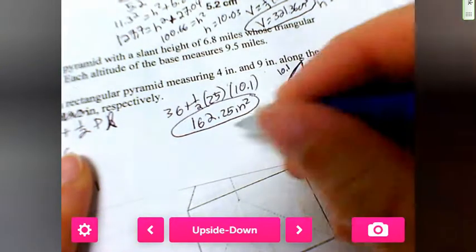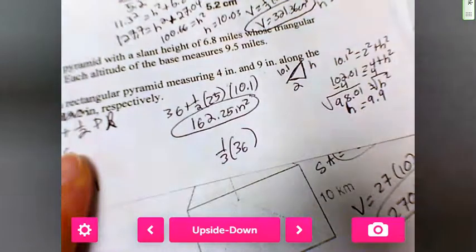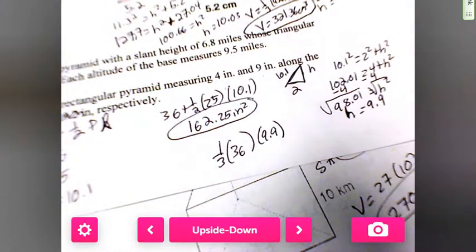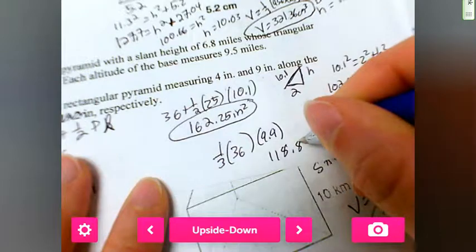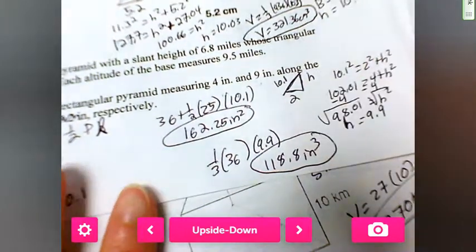Then I'm going to put it in the formula 1/3 the area of the base, 36, times the height, 9.9, giving me 118.8 inches cubed.